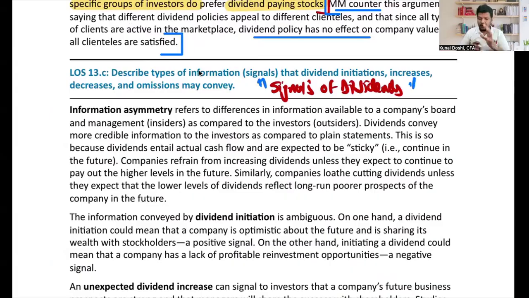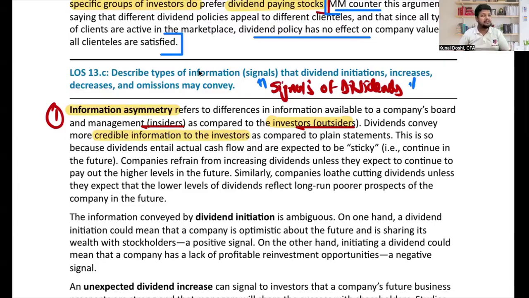Okay. So first thing, information asymmetry. This is what you've learned repetitively in corporate governance also. Who has more information about the company? The shareholders or the company's board and management? Well, the board and management, the insiders of the company, have more information about the company than the investors. Isn't it? Correct? So, what is the conclusion about it? Dividends convey credible information to the investors.